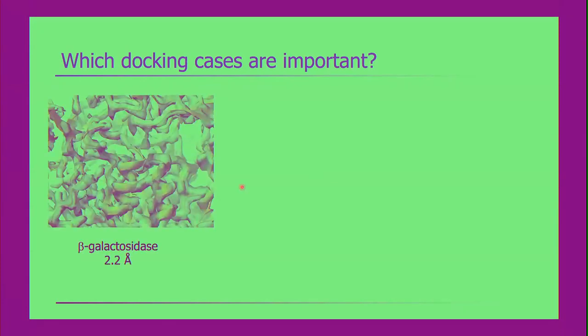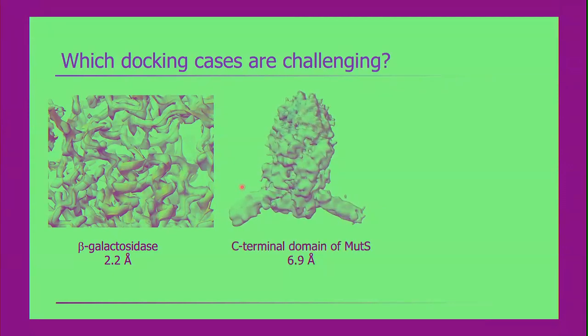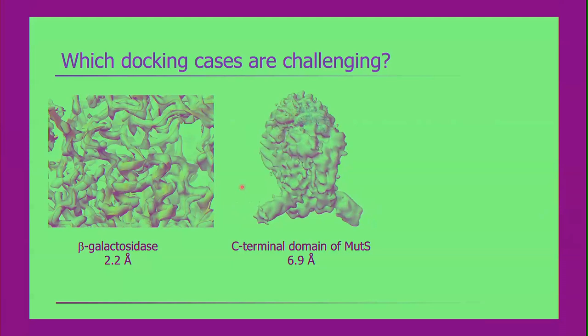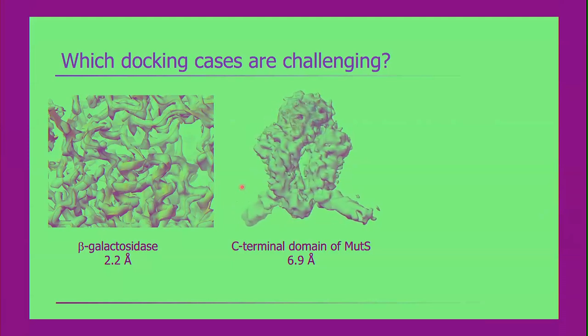So here's an example, a beta-galactosidase map at 2.2 angstrom resolution. Now, we do want to be able to dock things into this easily and quickly, but if you can just stick it into Michelangelo and get an atomic model, the docking is kind of not as important. Okay, this is something that's a little bit more of a challenge. You're not going to stick a 6.9 angstrom map into Michelangelo and get a structure out of it.